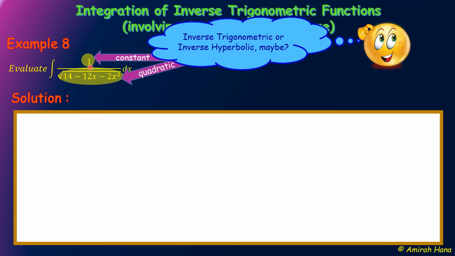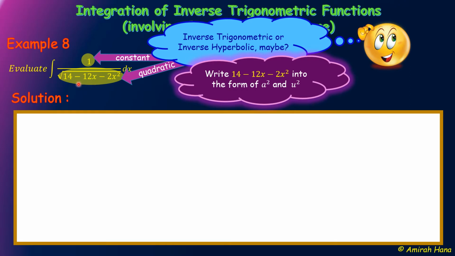Okay. From here, our numerator is a constant and the denominator inside the square root symbol is a quadratic function. Every time the numerator is a constant and the denominator is given in terms of a quadratic function, when we integrate, the answer may be an inverse trigonometric function or maybe an inverse hyperbolic function. We will discuss inverse hyperbolic functions later in chapter 2, right?